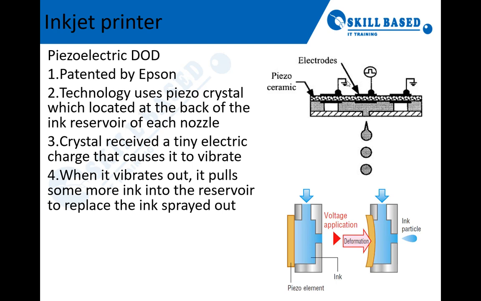The piezo technology uses the piezo crystal. This one is the piezo crystal, or piezo element. The piezo is located at the back of the nozzle. Every nozzle will have a piezo, and they actually occupy some space. That's why the print head of the Epson printer is quite big, because each nozzle has a piezo crystal. So imagine if you have 300 tiny nozzles, then you have 300 piezos behind. It will occupy space.